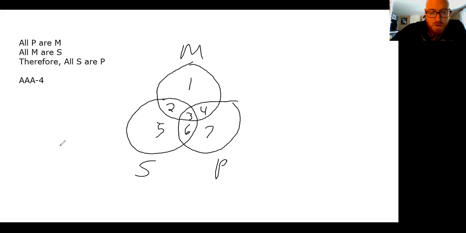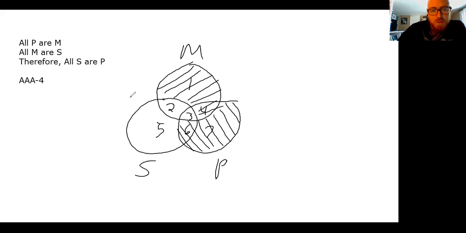So anything in region 6 and 7 is going to be empty, so I shade regions 6 and 7 of the diagram. Premise 2 tells me that all of the M's are S's. So if any M's exist, they're going to be in region 2 or region 3. Anything in region 1 and region 4 is going to be an M but not an S. But if all the M's are S's, then regions 1 and 4 are likewise going to be empty.